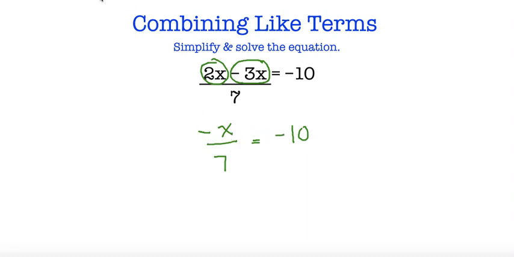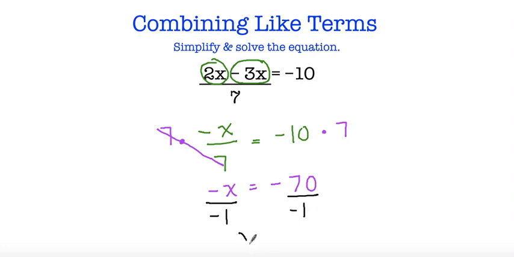In order to get rid of the 7, since it's division, we have to multiply both sides by 7. That cancels out. Multiply this by 7. We're left with negative x is equal to negative 70. And remember that x has to be by itself. So if there's a negative in front of it, we do have to divide both sides by negative 1. So x in this case is equal to positive 70. And that's it.